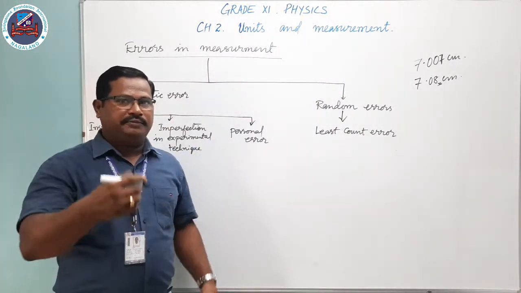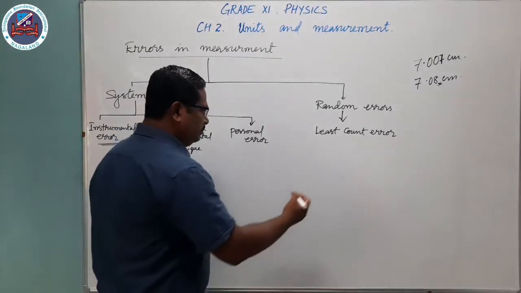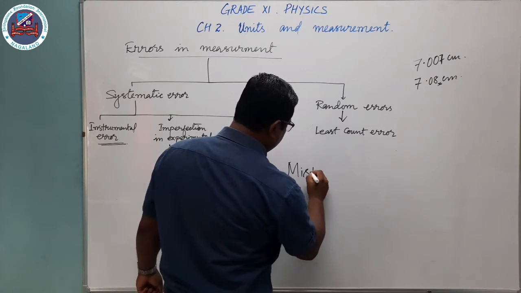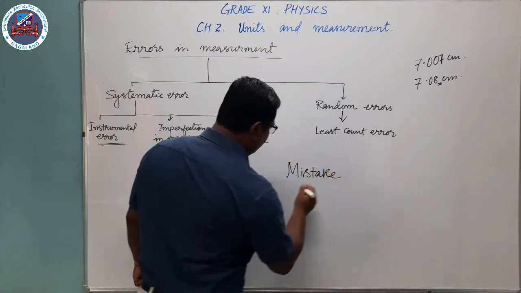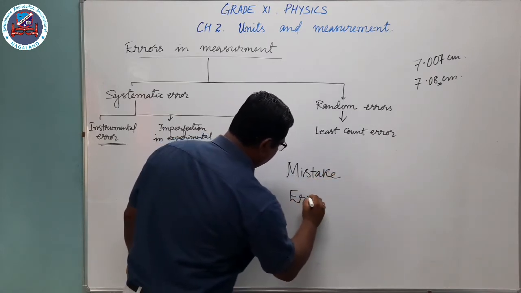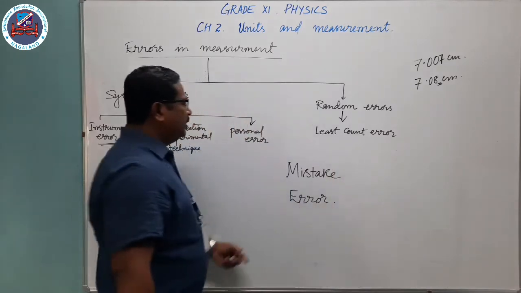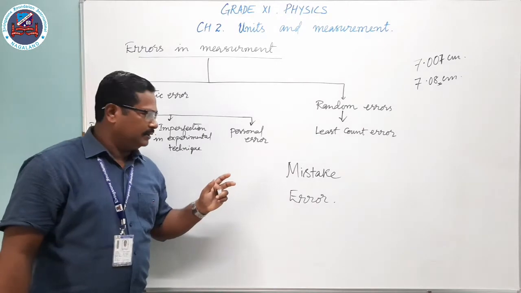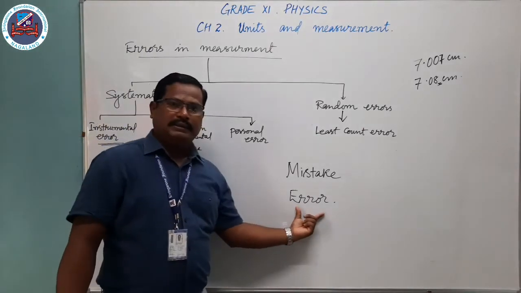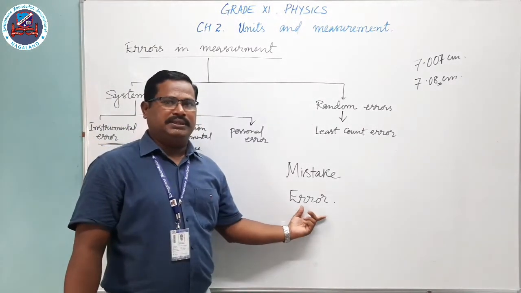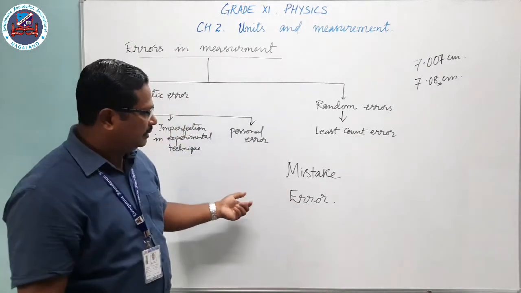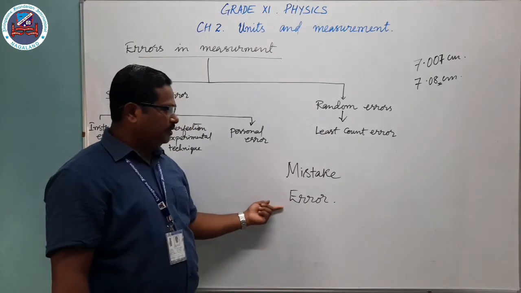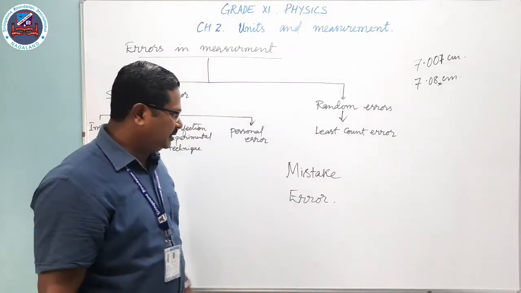Now let me clarify these two terms, even though it is not from the book. One is mistake and one is error. Error is likely to happen. Every human being will make errors. That is natural. We human beings are not perfect. But you cannot make a mistake. Here these two words, mistake and error, have a vast difference in physics.